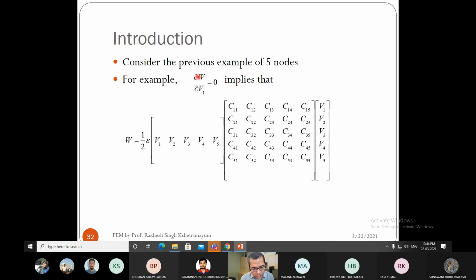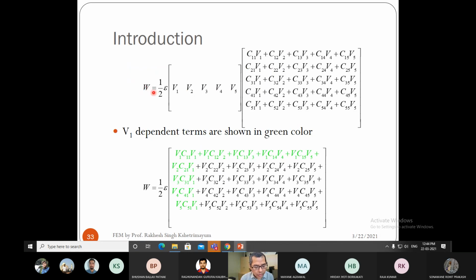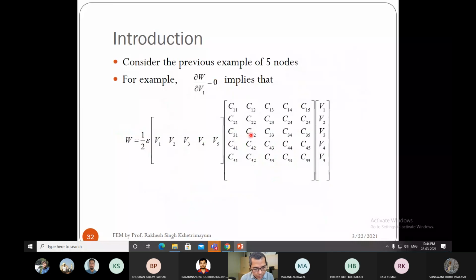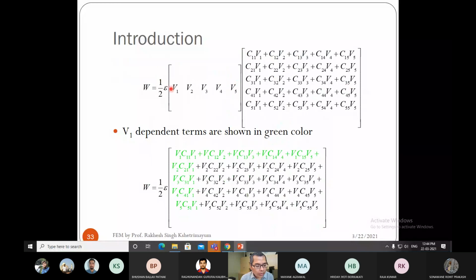If I want to differentiate W with respect to V1, let us first find out what W is equal to. I have already multiplied this matrix and this vector here. This is what I'm getting. Again, I multiply this with this, and this is what I'm getting. W would have an expression of this form, half epsilon. One thing we need to notice here is that this first row and first column are actually dependent on V1.